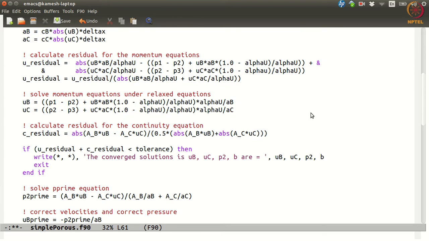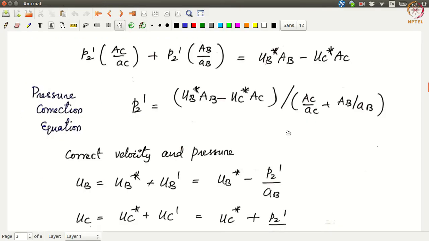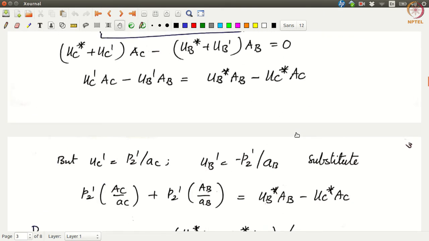Because we have only one cell, we essentially don't have to solve for a system. Whatever we have would be fine, right? We can just write it as an explicit equation. We don't have to solve for a system here. But once we know the pressure correction, then we can correct the velocities. So what is the relation between pressure correction and velocity correction?